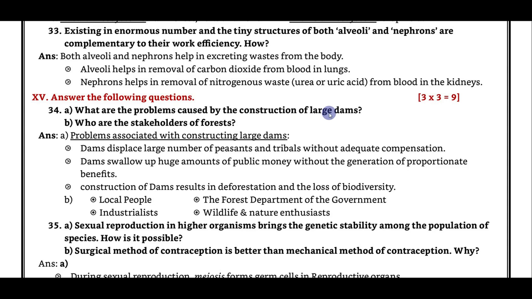Next, what are the problems caused by the construction of dams? Who are the stakeholders of the forest? The problems associated with the construction of large dams: dams displace a large number of peasants and tribals without adequate compensation. Dams swallow huge amounts of public money without generation of proportionate benefits. Construction of dams results in deforestation and loss of biodiversity. The stakeholders are the local people, the forest department of the government, industrialists, and also wildlife and nature interests.